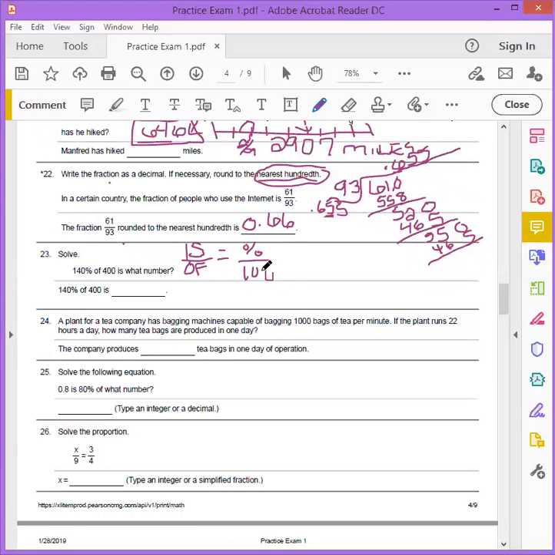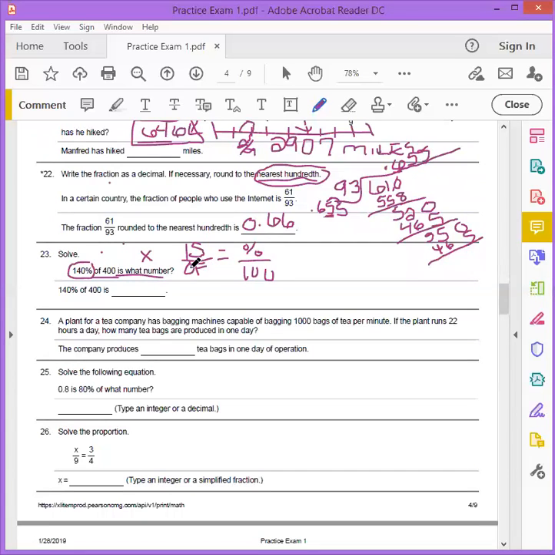Now for number 23, we have 140% of 400 is what number? We're going to use this percent formula for all these questions. Is over of equals percent over 100. So notice here our is, we don't know. So that's going to be our x. The of is 400 and the percent is 140.